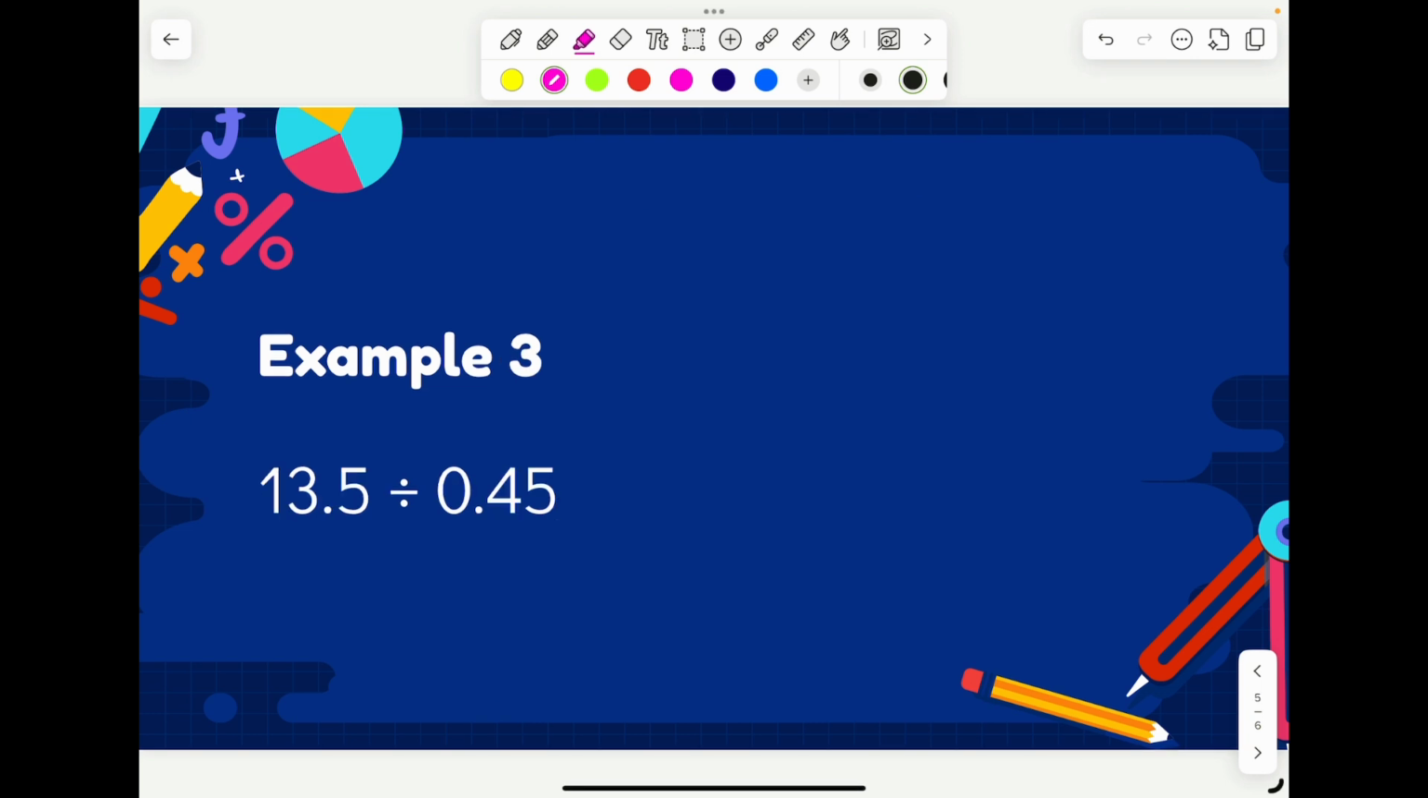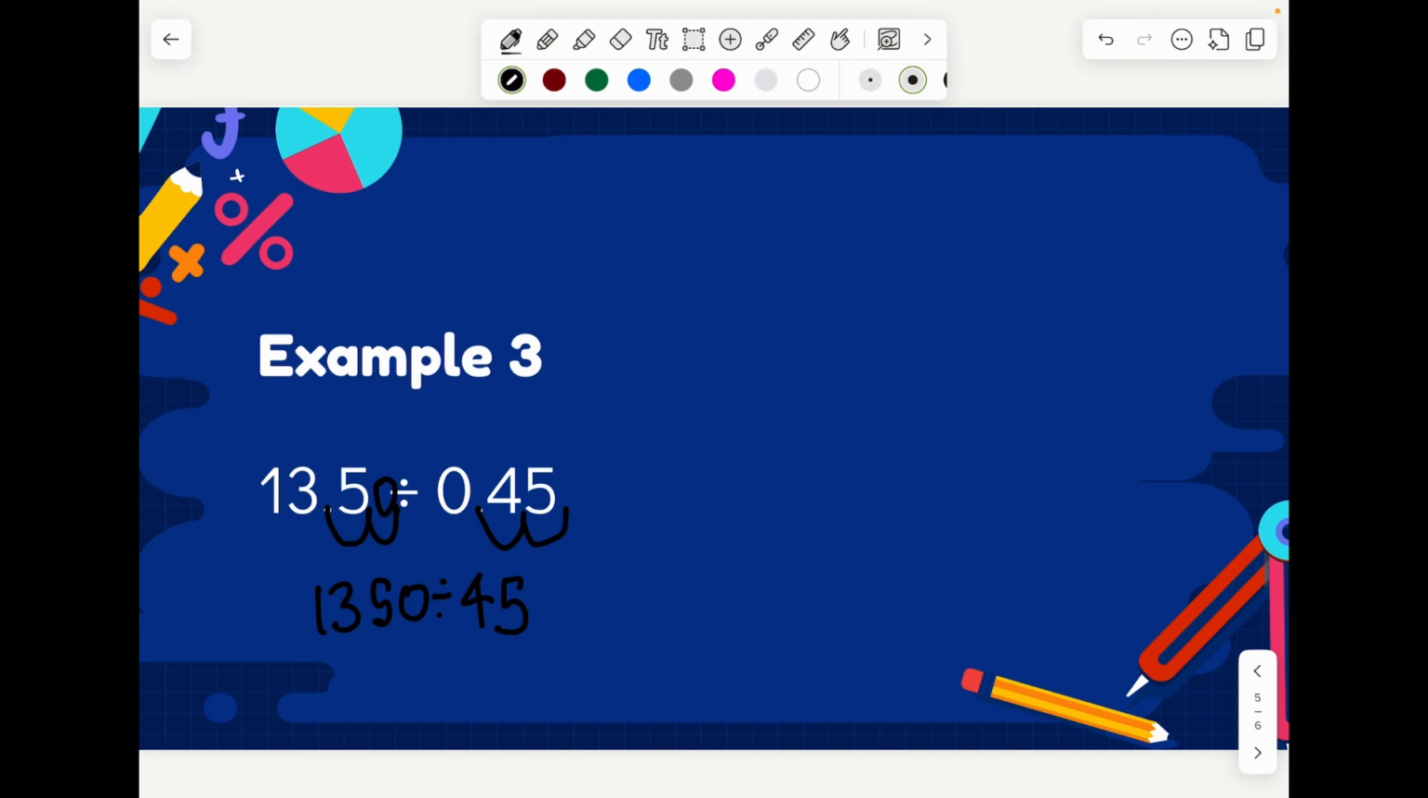Here is example 3. If you want, you can pause and try to do this on your own. So here we actually have to move the decimal points 2 spots in this number. So we should also move them 2 spots here, meaning that we have to put a 0 here. So this is 1350 divided by 45.